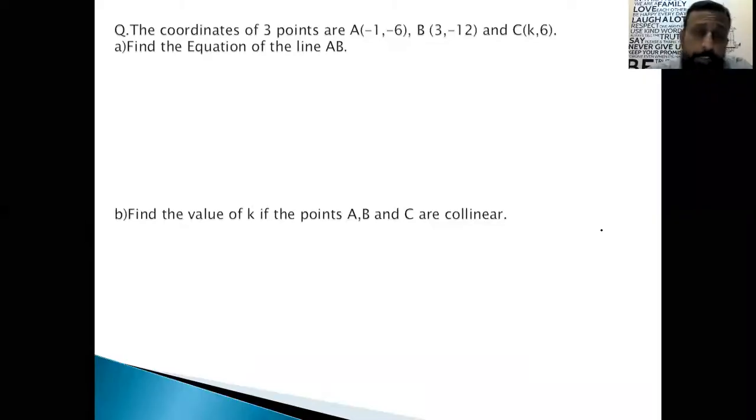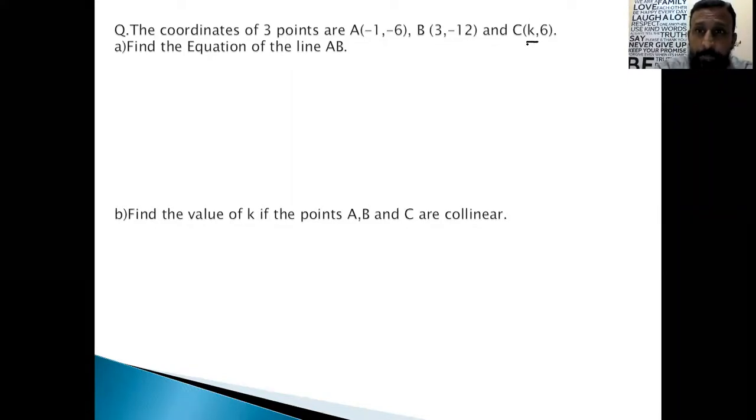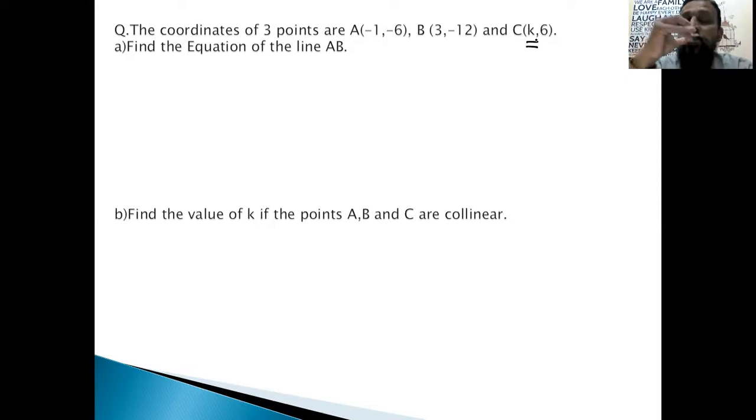So, my dear students, this is another question, just a review for you guys. The coordinates of the 3 points are A, negative 1 comma negative 6, B, 3 comma negative 12, and C, k comma 6. You are asked to find, part A, the equation of the line AB, and part B, the value of k if points A, B, and C are collinear. Finding the value of k means they have given us a variable k that we are required to find. In the first part, the equation of the line AB.